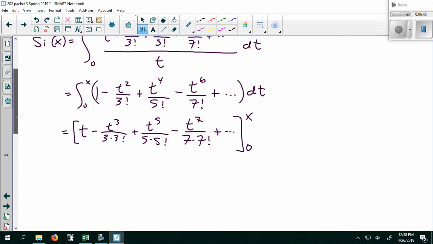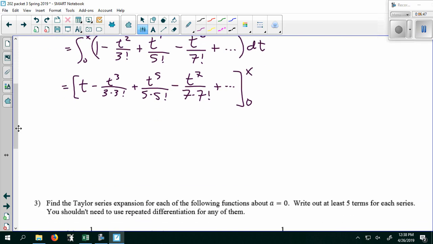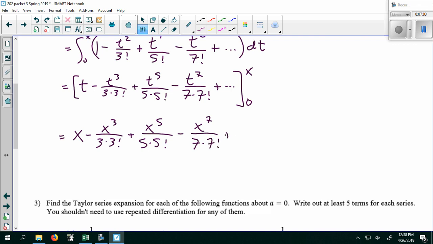So when I plug in an x for all my t's, I get the exact same thing here. It's just I have x's instead of t's. So this is x minus x cubed over 3 and so on. And then when I plug in 0 for all the t's, I'm going to get 0, so I don't need to bother doing that.